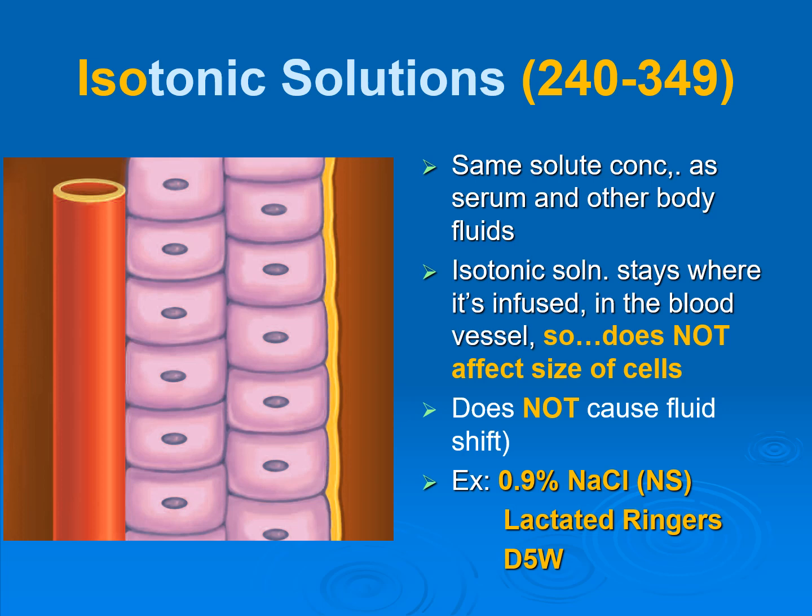Isotonic solutions. This is the same solution concentration as serum and other body fluids, so you're not causing a big fluid shift within them. Isotonic solutions stay where they're infused and in the blood vessel, and so it does not affect blood cell sizes. Does not cause fluid shift. Really, normal saline and lactated ringers are the ones that a lot of people think about, and D5W. One that's not on here that is becoming a newer thing is Plasma-Lyte. That is said to be the closest isotonic solution to blood. Problem is there's not a lot of testing on it, so more to come in the future with that.